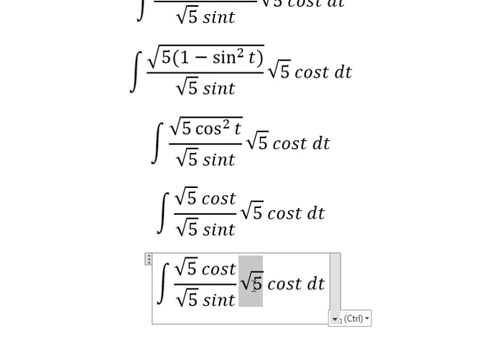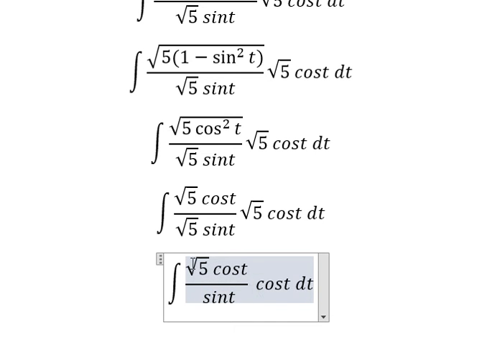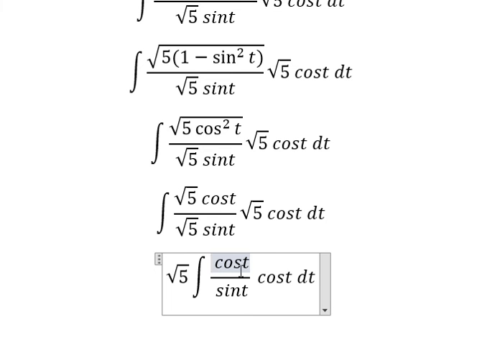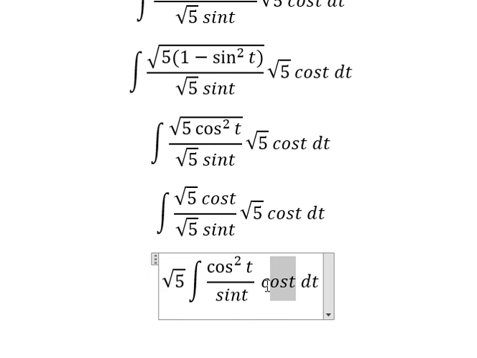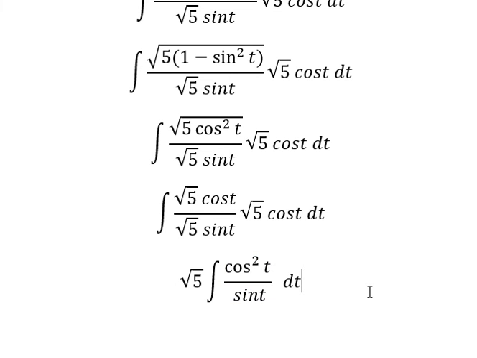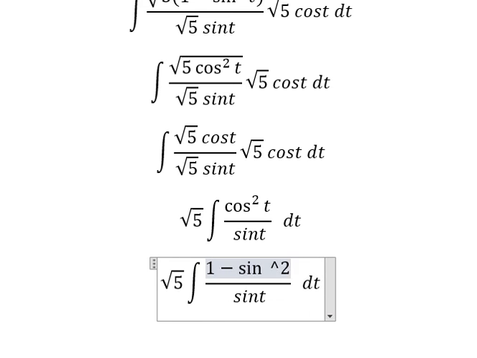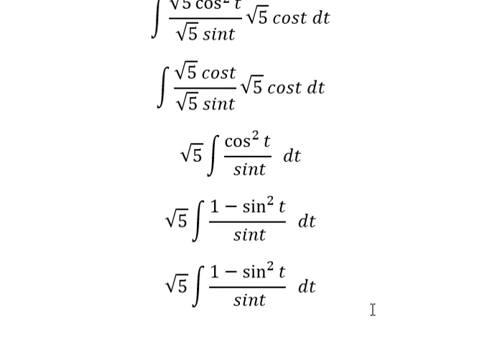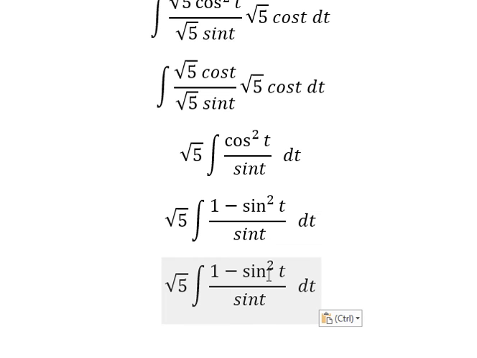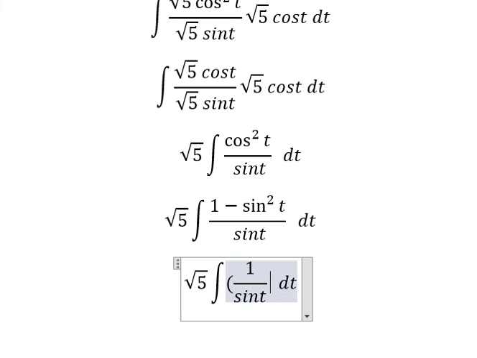Now we need to simplify the square root of 5 and this one in here. The square root of 5 we put in here. Cosine t, you get cosine t squared. And this one we can change into 1 minus sine t squared. So we have 1 divided by sine t and sine t squared divided by sine t. So you get 1 over sine t minus sine t.